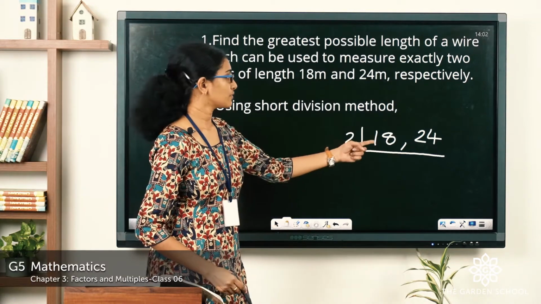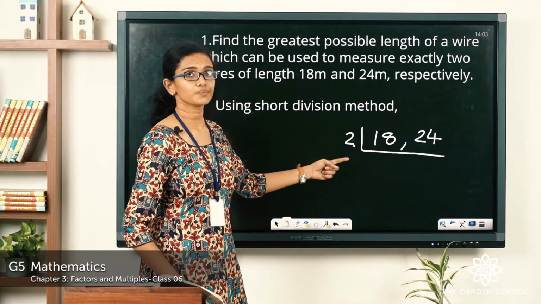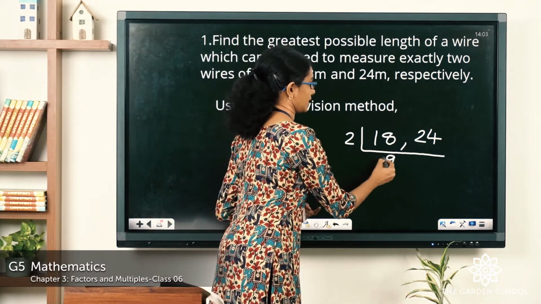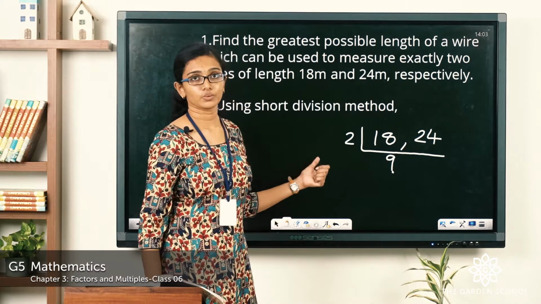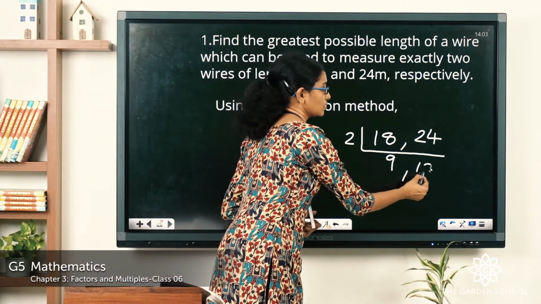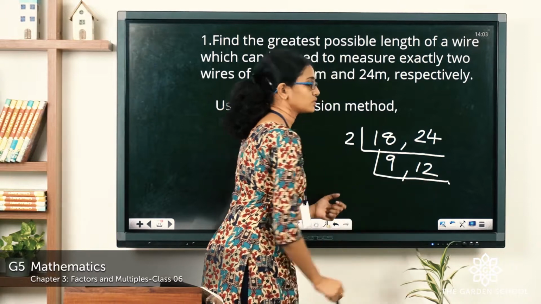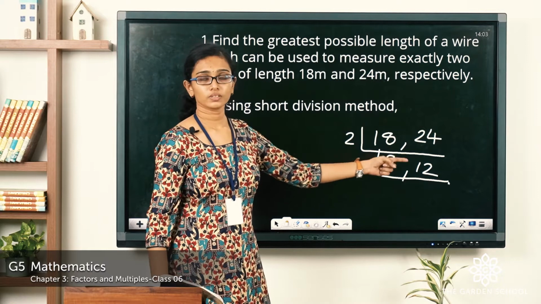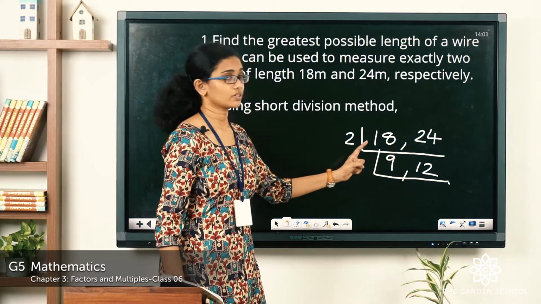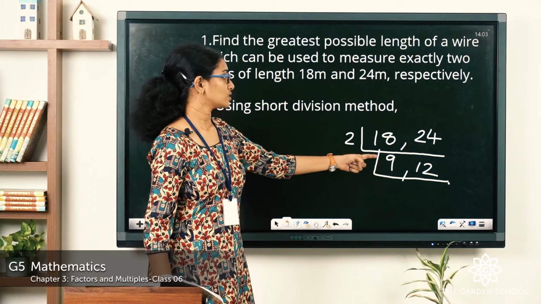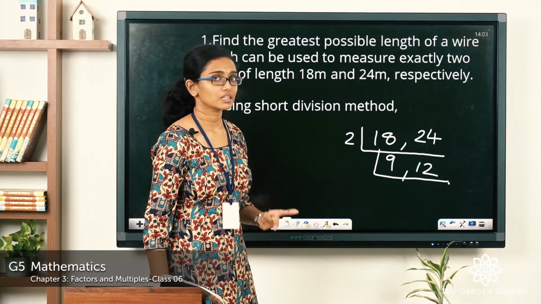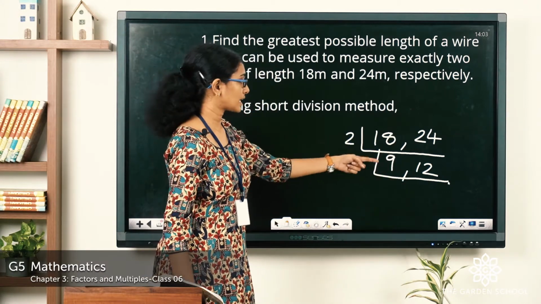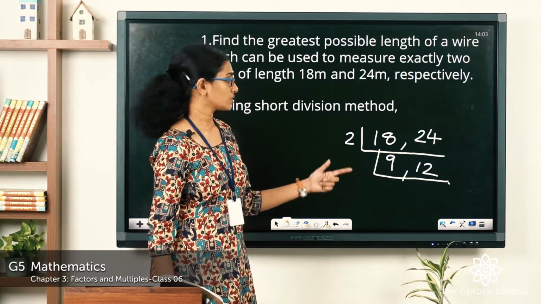Then you have to divide each of these numbers with this prime factor. So 18 divided by 2 gives you what? 9. Now 24 divided by 2 gives you 12. Now again we have to divide these two quotients. Now can you use 2 to divide both these numbers? You can divide 12 but you cannot divide 9, right? So 9 is not a multiple of 2. So what about 3? 3 can divide both 9 and 12. Why? Because 9 and 12 are multiples of 3. So we can use 3 here.